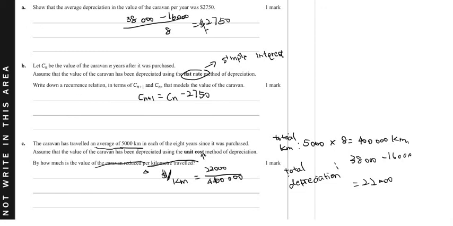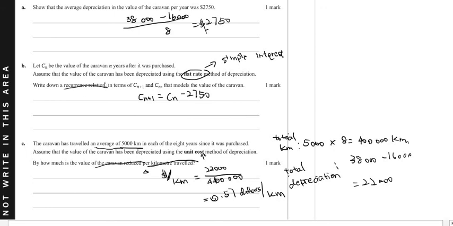So my answer over here will be 0.57 dollars per kilometer. Now let you know that even though I found the relationship between Cn plus 1 and Cn over here, that's not the recurrence relation. Okay, I didn't state the beginning value. So I still need to say what my C0 is equal to. According to that, my C0 is equal to 38,000. So I need to write all that.